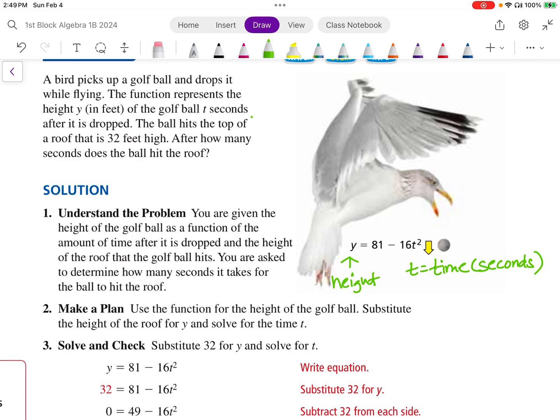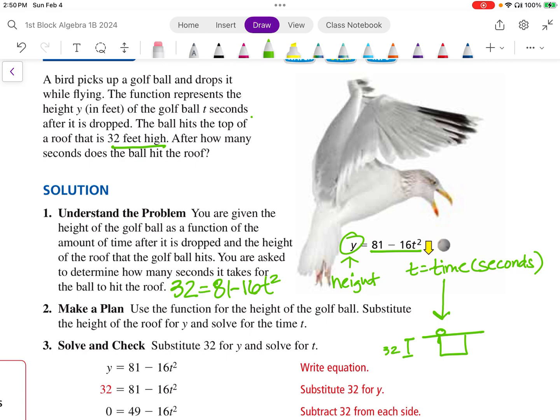The ball hits the top of a roof that is 32 feet high. About how many seconds, or after how many seconds, does the ball hit the roof? So this is not going to fall all the way to the ground. The golf ball is going to fall until it gets to the roof of this building, and that's where it's going to land. And that is 32 feet off the ground. So we know that our height is 32. And we're using this function, 81 minus 16t squared.